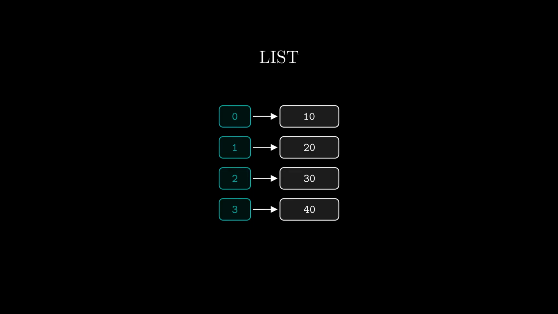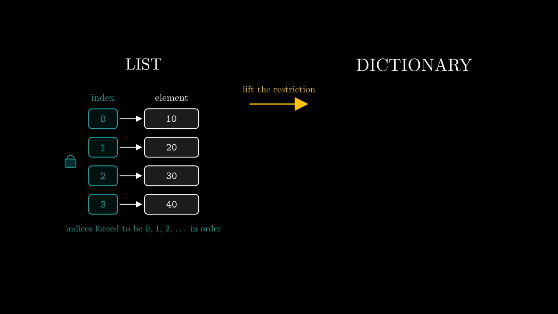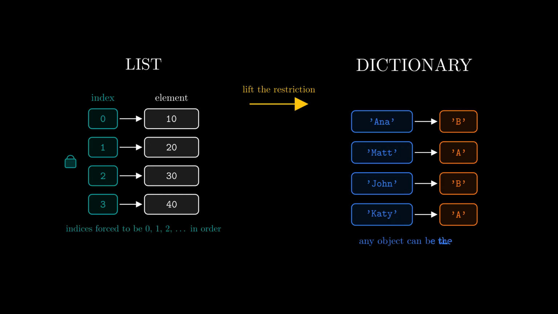To really get this, compare it with a list. A list also maps something to something else. It maps an index to an element, but a list's indices are rigid. They must be the whole numbers 0, 1, 2, 3 in the exact order, starting at 0 and climbing by 1. A dictionary lifts that restriction. The index no longer has to be a counting number. It can be almost any object you choose. In that light, a list is really just a very restrictive dictionary, one whose keys are forced to be 0, 1, 2, 3.